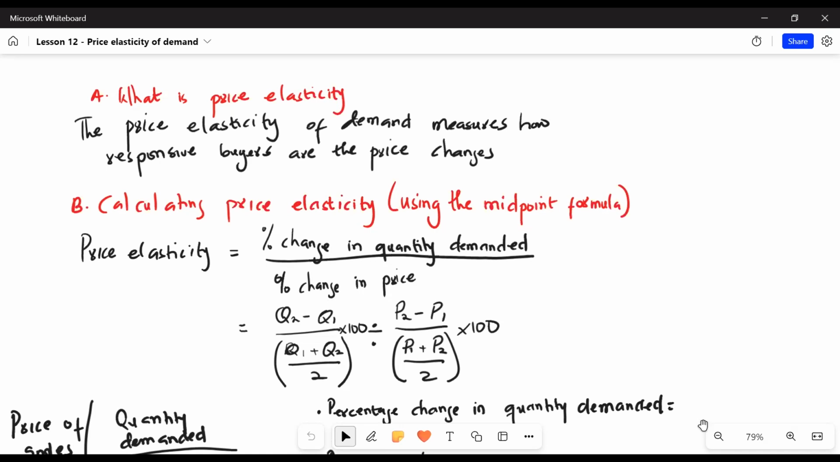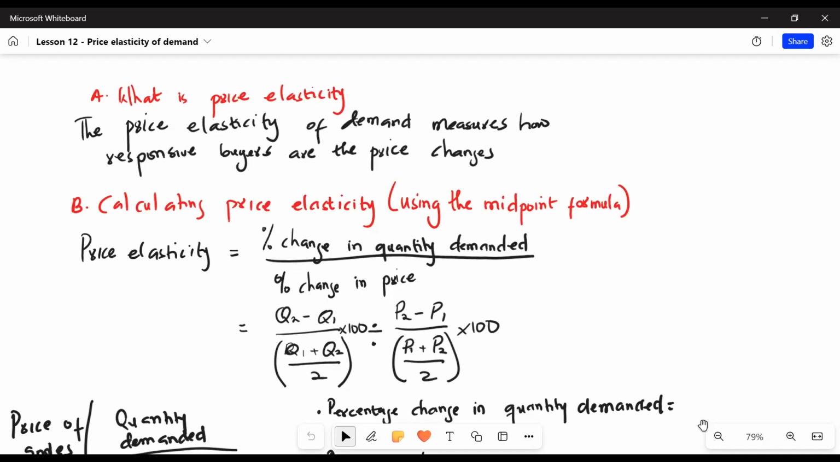Hi, welcome back. Our last lesson was on simultaneous shifts in the supply and demand curves. This is where we analyze what happens to equilibrium price and equilibrium quantity when both the demand and the supply curve shift simultaneously. Today we'll be looking at price elasticity of demand.